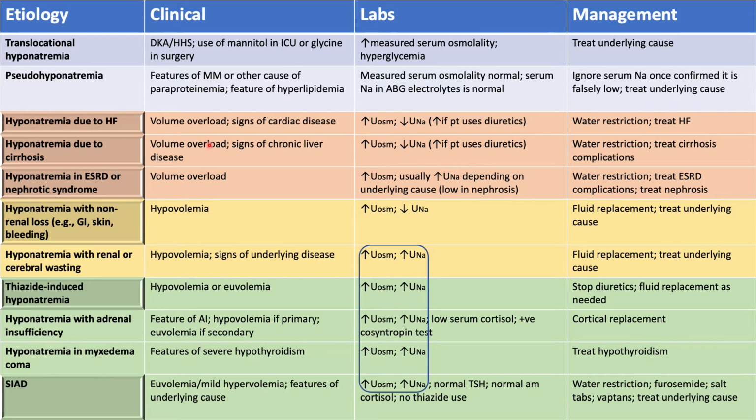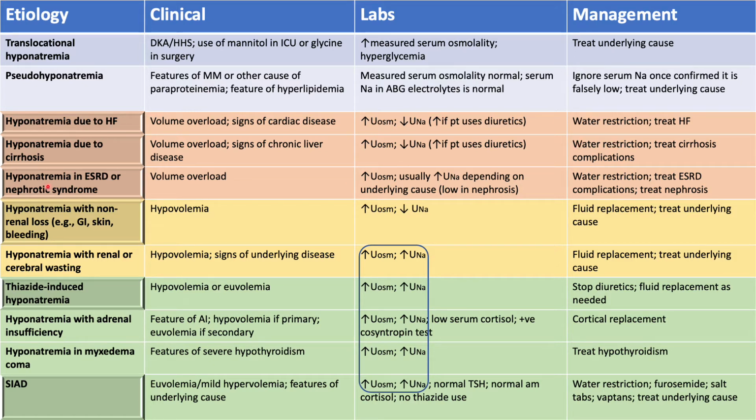A patient with cirrhosis also might have features of fluid overload, and may have features of chronic liver disease and features of the underlying cause. Urine osmolality is expected to be high. Also, urine sodium will be low for the same reason here. But if a patient is using diuretics, then urine sodium will be high. The treatment, of course, is treatment of the underlying cause and water restriction also.